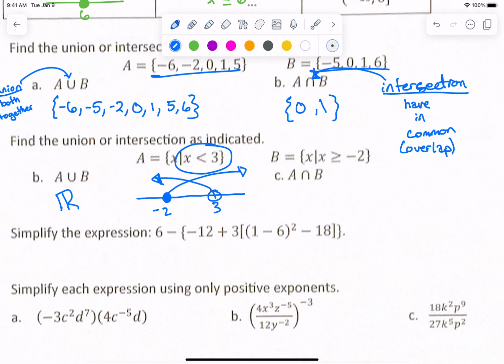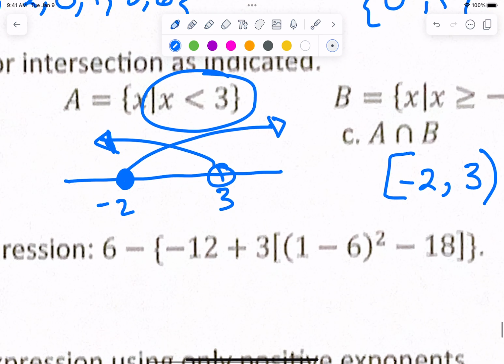Are you doing interval notation? Yeah. -2 to 3. Bracket, paren. Bracket with -2, paren with 3. That's where we overlap. That's where the two lines cross each other. So look at where the lines are doubled at.